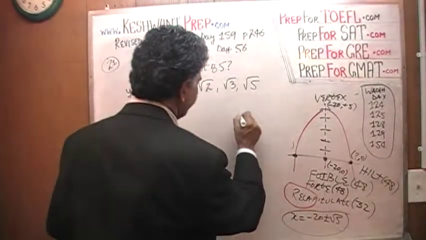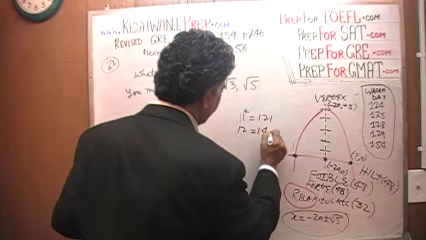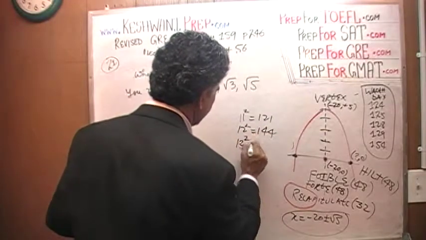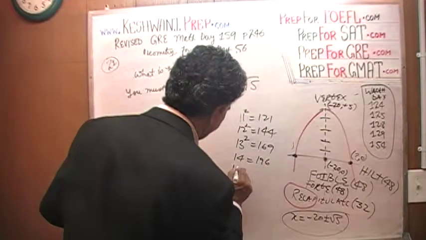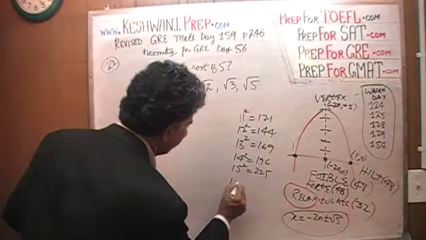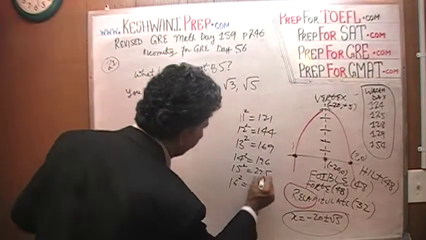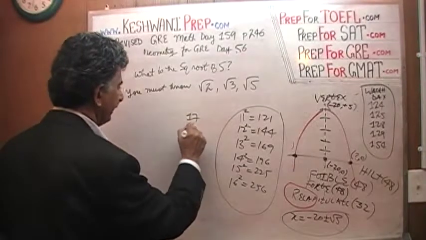11 squared is 121. 12 squared is 144. 13 squared is 169. 14 squared is 196. 15 squared is 225. 16 squared is 256. You must know these by heart. What about 17? Let's find out 17 squared.